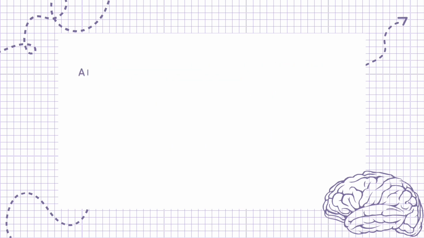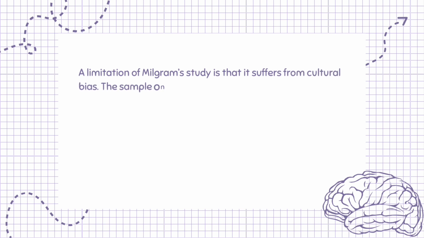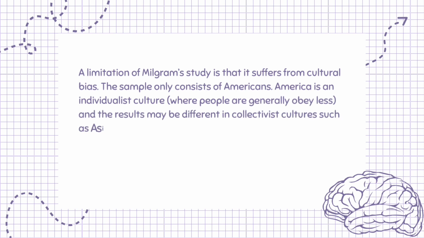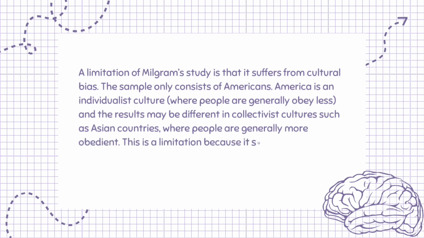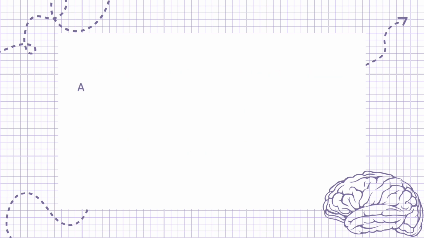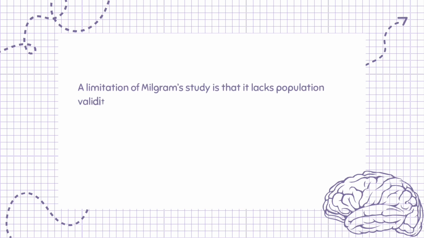A limitation of Milgram's study is that it suffers from cultural bias. The sample only consists of Americans. America is an individualist culture, where people generally obey less, and the results may be different in collectivist cultures such as Asian countries, where people are generally more obedient. This is a limitation because it suggests that the results cannot be generalized to other cultures and countries, e.g. China.